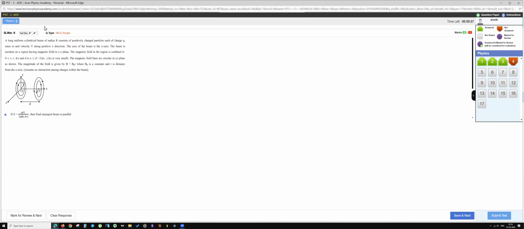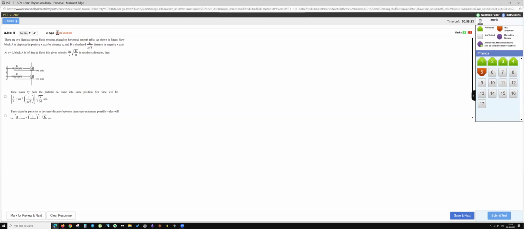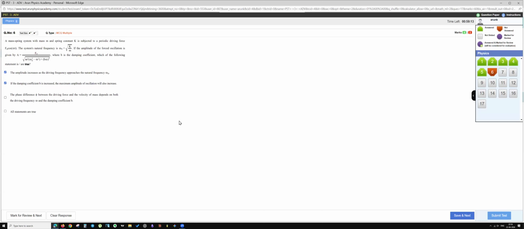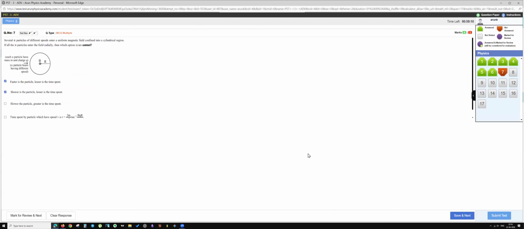And notice one thing here. Look at the question type on the top. This will tell you what kind of question you're attempting. This is MCQ multiple, meaning there is more than one answer. So you can mark 3 options. Save and next. This is MCQ multiple. Maybe you can mark 2 options. This is MCQ multiple.